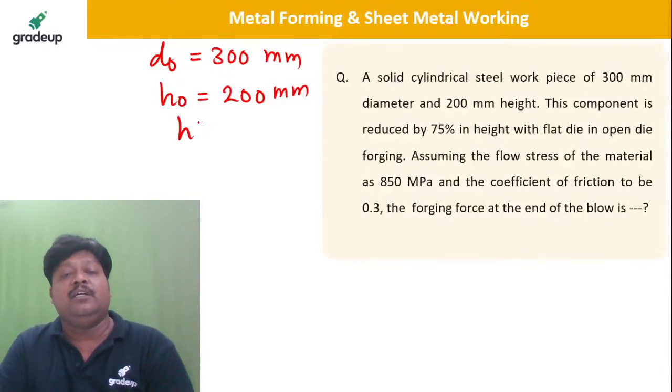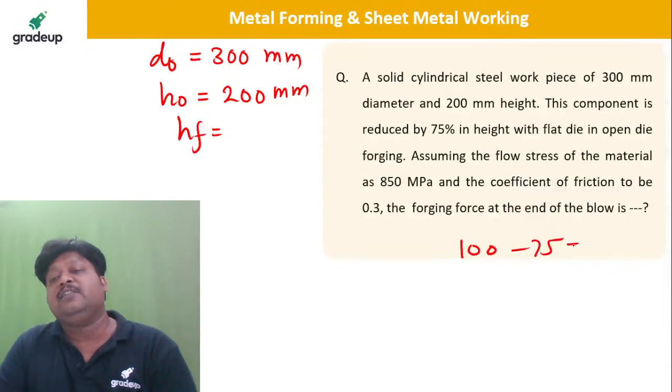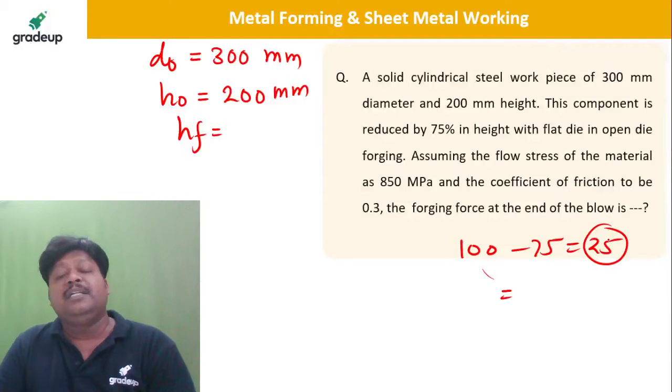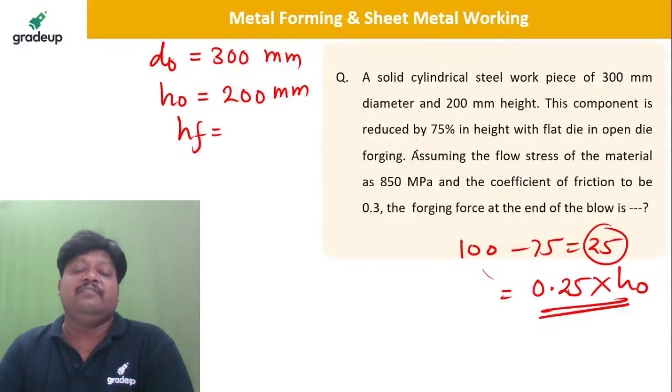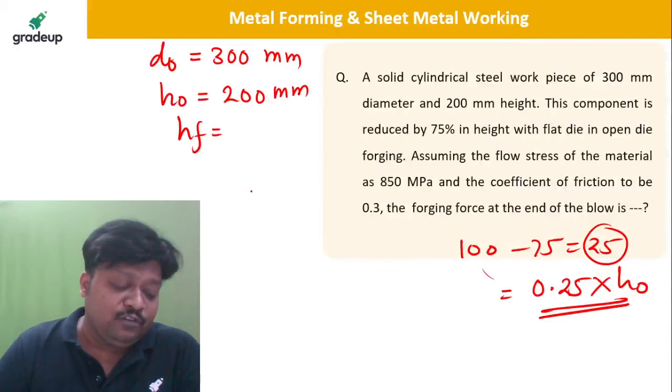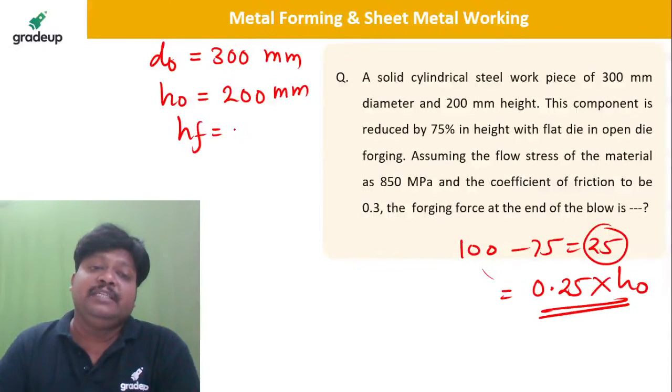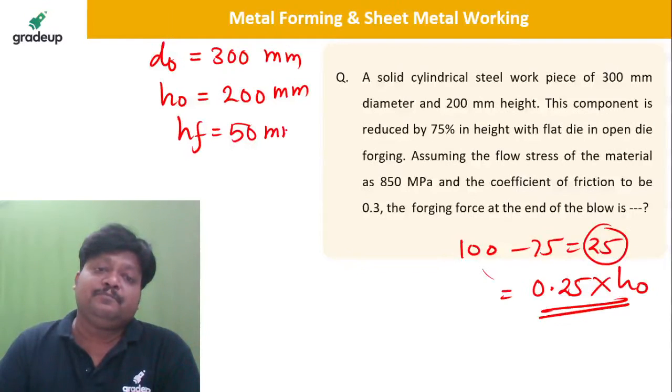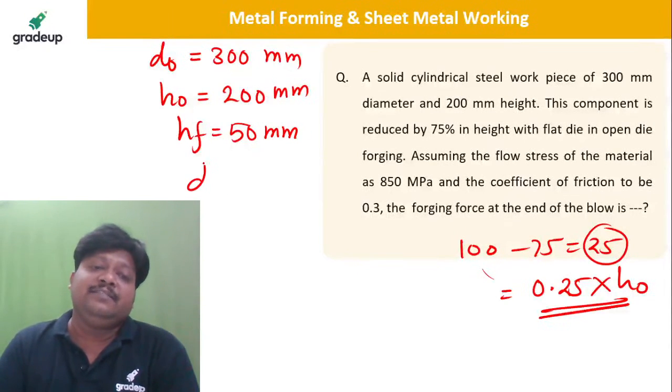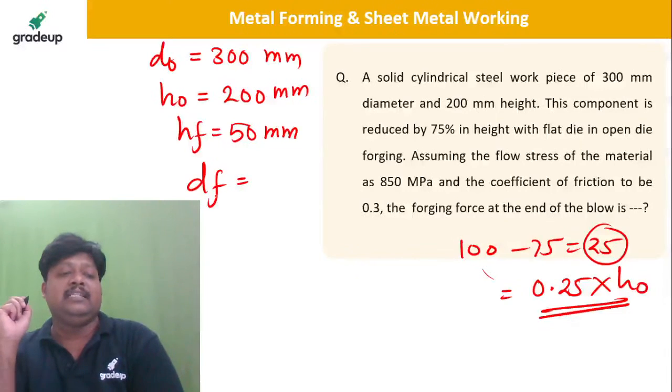So H final will be how much? 50 mm. When you reduce it, not reduced to 75, it is reduced by 75%, that means 100 minus 75, that is 25. You have to multiply by 0.25 to the original height, isn't it? So you are reduced by 75%. So when you reduce by 75%, it will be 50 mm. Okay, then tell me what is the D final at that time? Yes, Kalpana, that is correct.